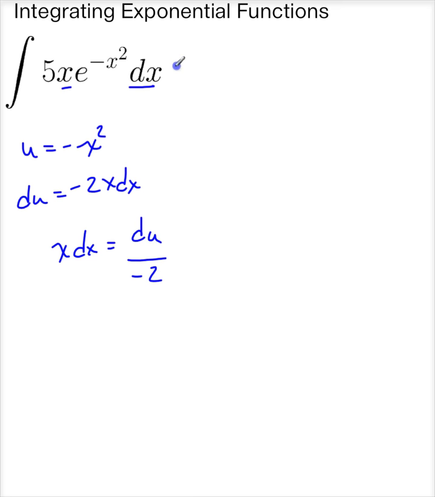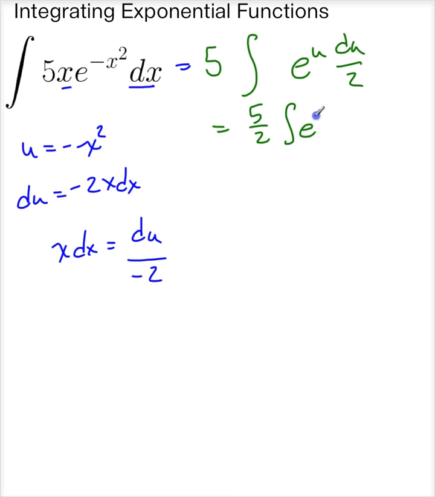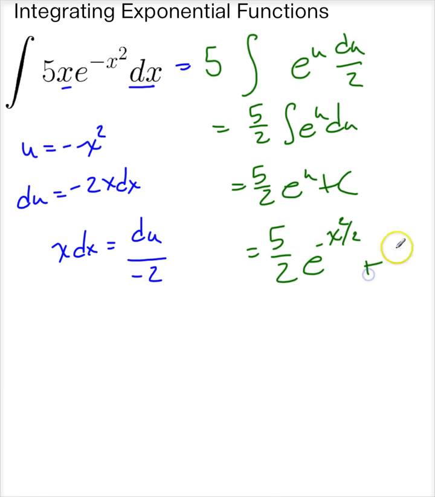So when I rewrite this, plugging all of this in, I'm going to pull the 5 out. Becomes the integral. X dx is du divided by 2. And then this is e to the u. So this becomes 5 over 2, the integral of e to the u du, or 5 halves e to the u plus c. And remember, we always have to transfer back. So this is 5 halves e to the minus x squared over 2 plus a constant.